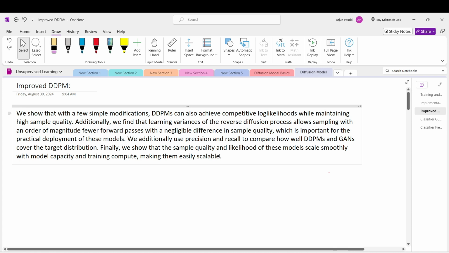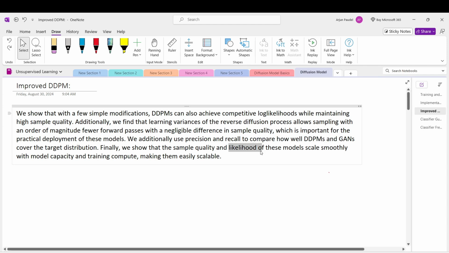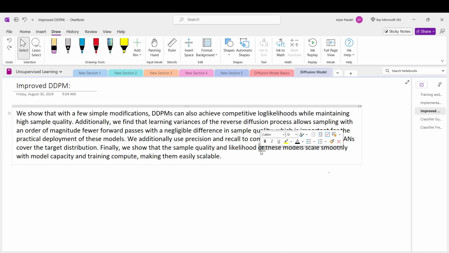As we train more and increase the model capacity, meaning we make the neural network larger, and increase the training compute, we can achieve much higher sample quality, and we can also get high likelihood. This likelihood is a good proxy for mode coverage, that is, how well the model has covered the whole distribution of the data in high dimensional space.